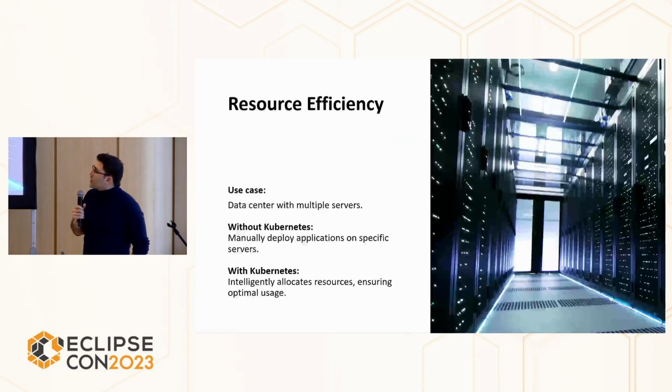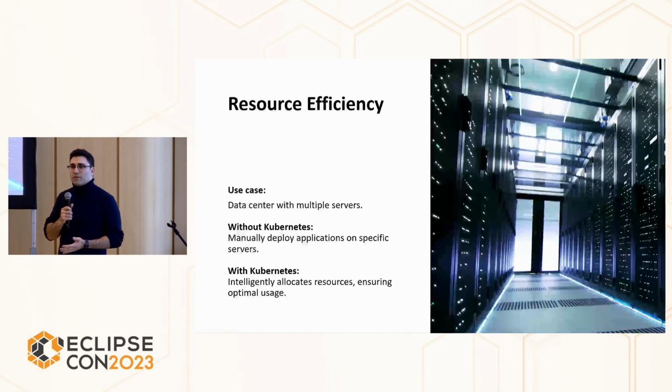One thing I want to look at today is resource efficiency. When you have a data center with multiple servers, without Kubernetes, you need to manually deploy the applications on those specific servers. I'm sure many of you are familiar with the headaches with that. It can be really tiresome. When you have those applications, you need to figure out the resources. You need to make sure that the server is ready. You need to configure it. You need to know the resource requirements and then map them, which can be a lot of labor. But with Kubernetes, you can intelligently allocate those resources and ensure optimal usage, which is very easy because you can just configure it.